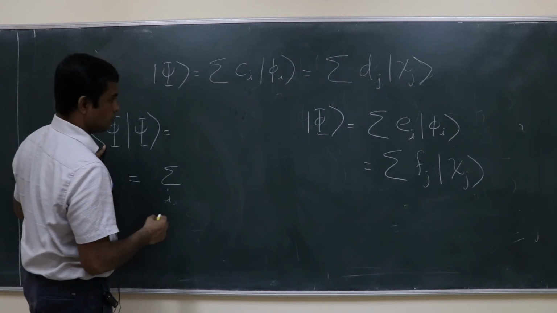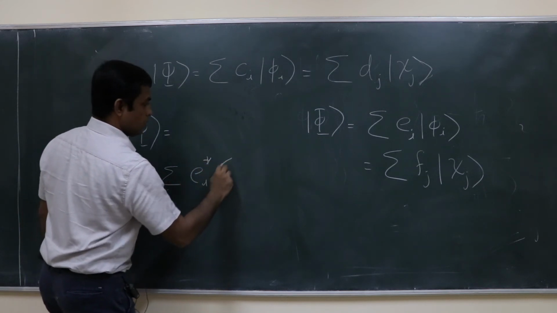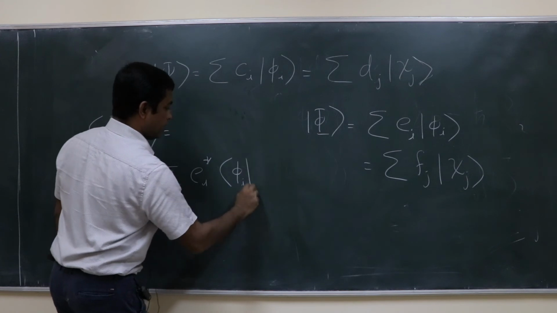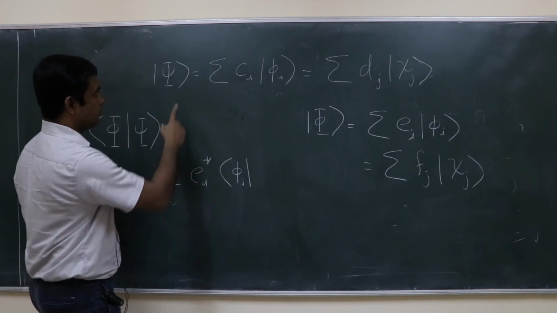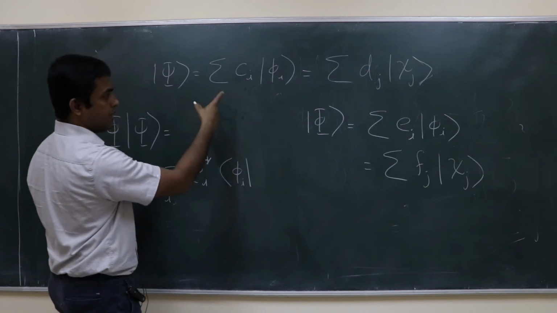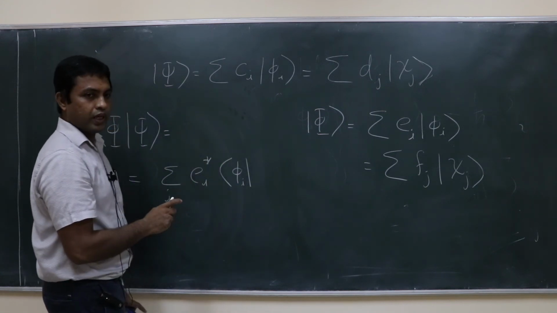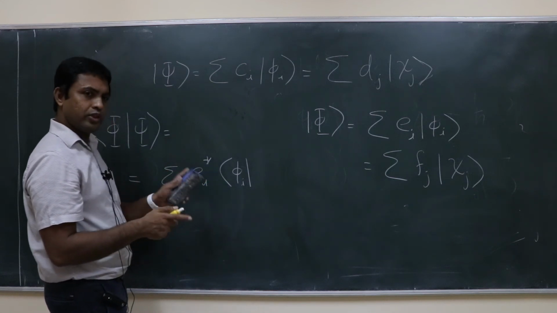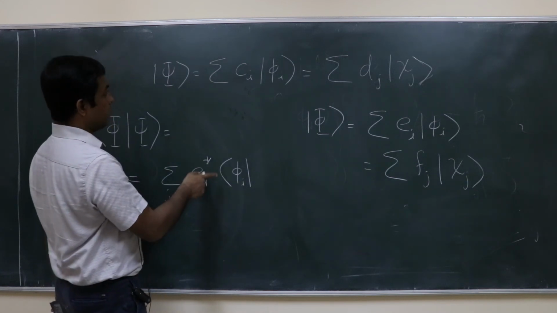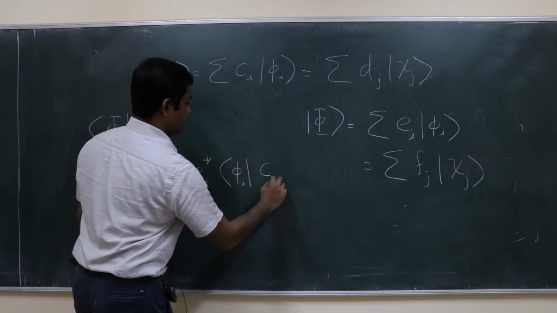Summation of Ei star, bra phi i, and ket psi. What is ket psi? This one, in the same basis. We have to find the inner product in the same basis only. If you are finding an inner product, you have to do it in the same basis. So that is basically equal to Ci.